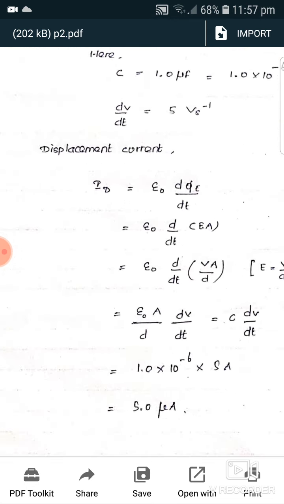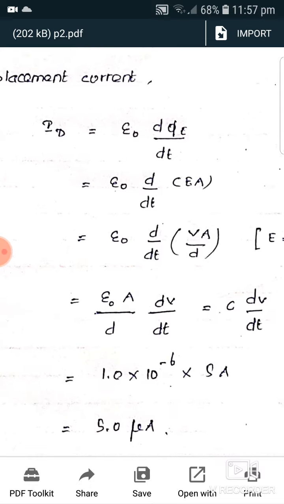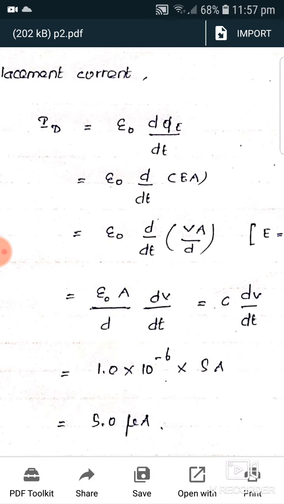You know the formula, or expression, for displacement current: Id = ε0 dΦE/dt. Here ε0 is the permittivity of free space, and d/dt means the rate of change of electric flux. ΦE stands for electric flux, and electric flux is nothing but electric field times area. So in the next step, ΦE is replaced by E × A.